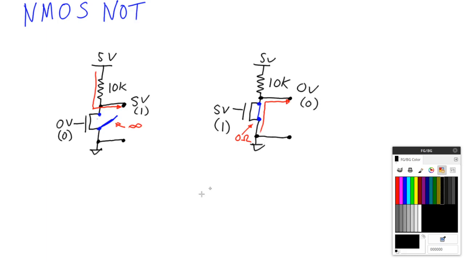So let's look at our behavior here. We're going to say this is our input, and this is our out. If our input is a 0, our output appears to be a 1. If it's a 1, it appears to be a 0. And this is an inverter.